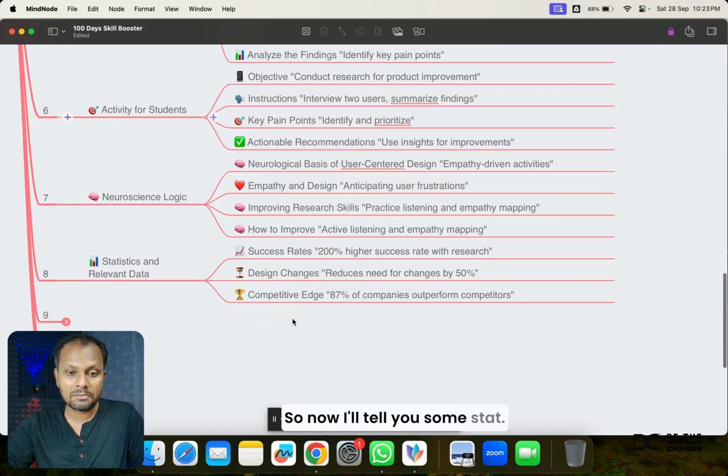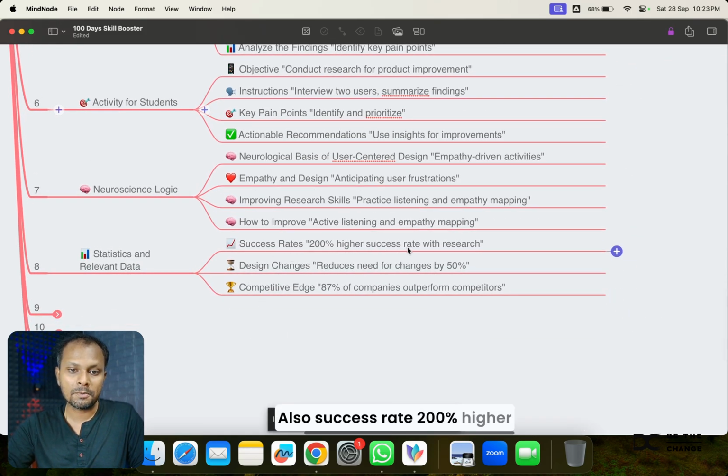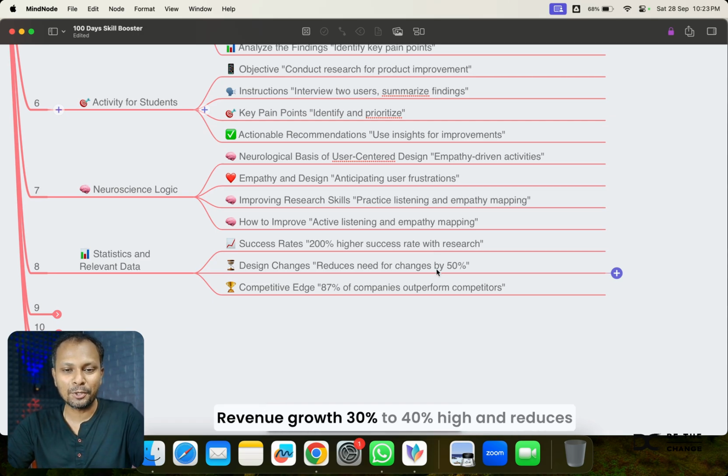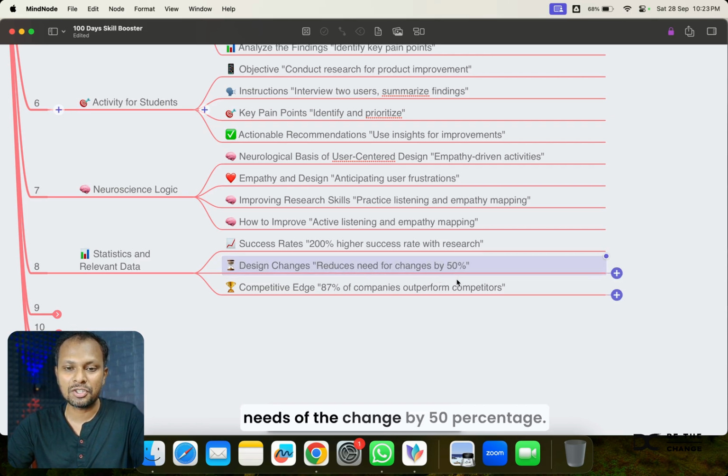Now I'll tell you some stats also. A 200% higher success rate with research. I told you, right? The success rate is very high. Revenue growth is 30 to 40% higher, and it reduces the need for changes by 50%. Look at this, guys. Look at how much cost is saved.